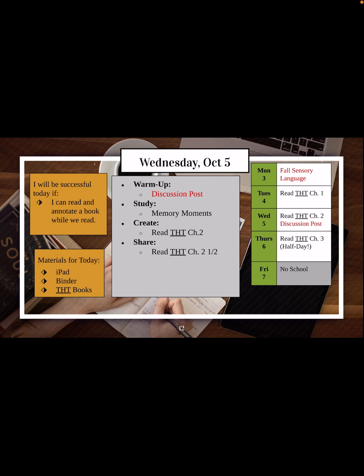Good morning, everyone. Today is Wednesday, October 5th, and this is your agenda for today. We are going to review memory moments. This is another notice and note strategy you can find on your bookmark. And then we are going to read and annotate chapter 2. And for homework, you will read and annotate chapter 2.5. And then you will complete a discussion post on Schoology.